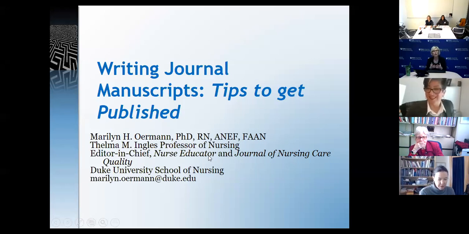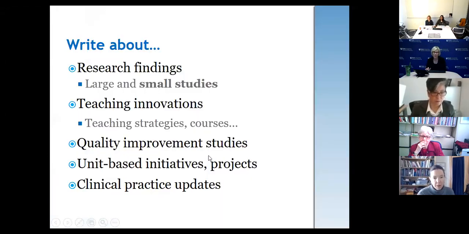So I think there's tips and strategies that are really important to build in your own toolkit when you go to write for publication. So I'm hoping to share what I consider the critical ones, both as an author and as an editor. So I know the editor's side as well. So thank you again. So what do we write about?